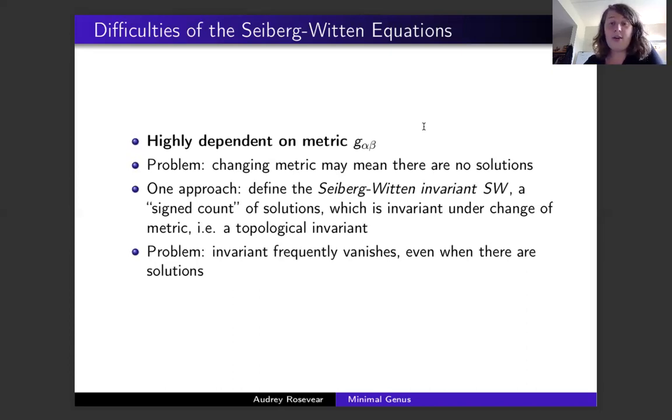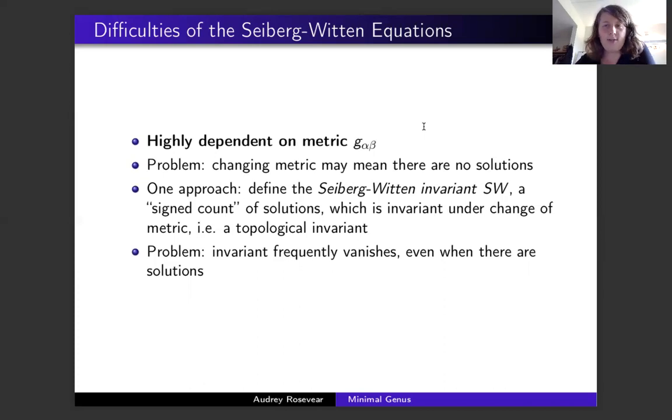One approach to get around this is to define the Seiberg-Witten invariant. This is a sort of signed count of your solutions, which turns out to be invariant under the change of metric. So this is how you do guarantee that there are solutions. This is a full-on topological invariant. And if your Seiberg-Witten invariant is non-zero, then that means there is at least one solution for any metric. Problem is this invariant very frequently vanishes, even when there are solutions. It's a signed count, so you may have solutions canceling out.